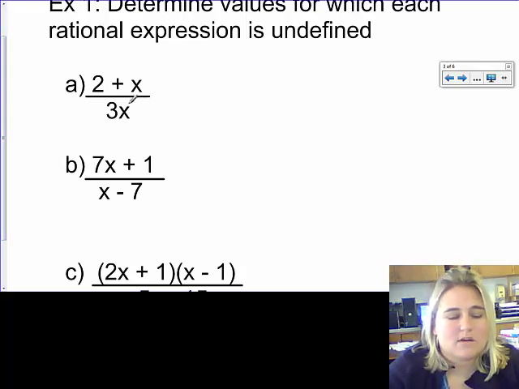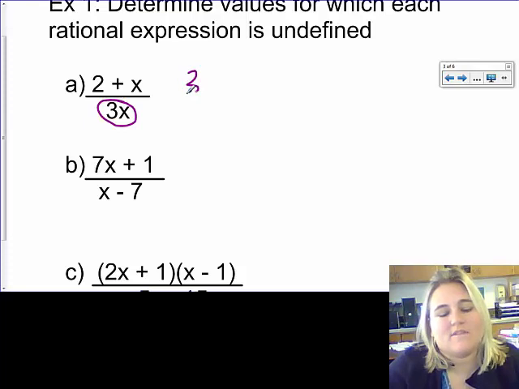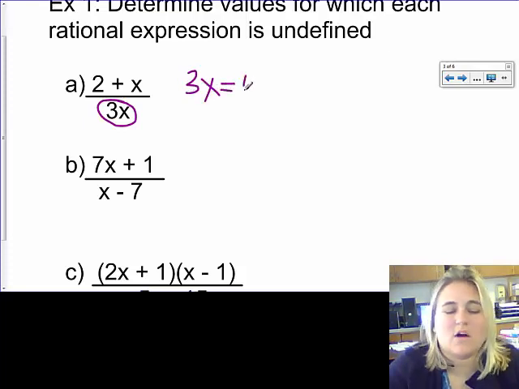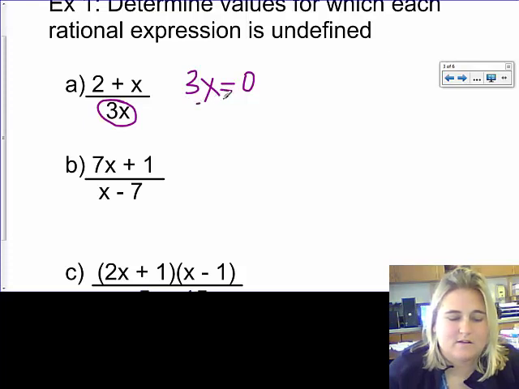So, the denominator is always what's on the bottom of that fraction. So, I have that 3x is equal to 0. But I can simplify this further. And to do that, we would divide by 3 on both sides.